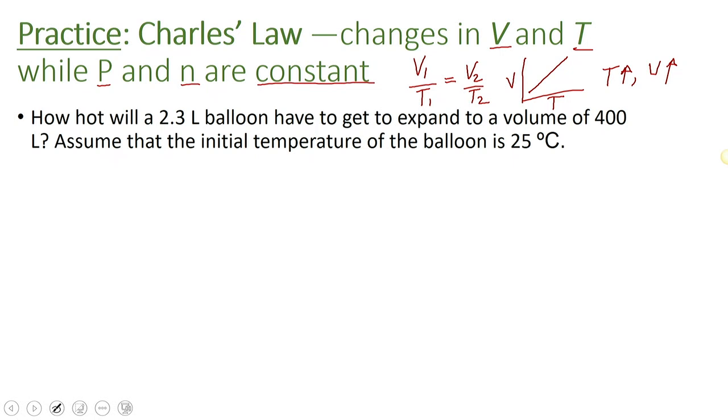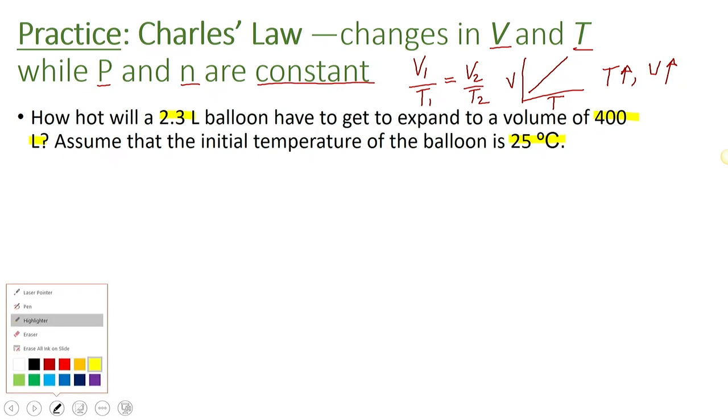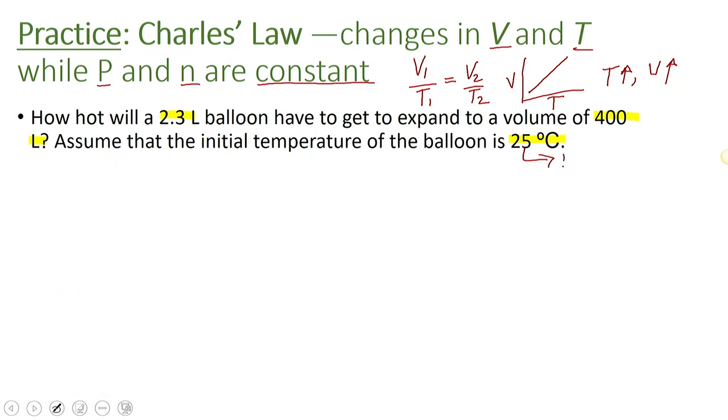All right, so let's take a look at this problem and see what we have. How hot will a 2.3 liter balloon have to get to expand to a volume of 400 liters? We assume that the initial temperature of the balloon is 25 degrees Celsius, which is room temperature. Whenever we're doing gas laws and have temperature problems, we always have to convert Celsius to kelvins. That's just 273 plus 25, which is 298 kelvins.